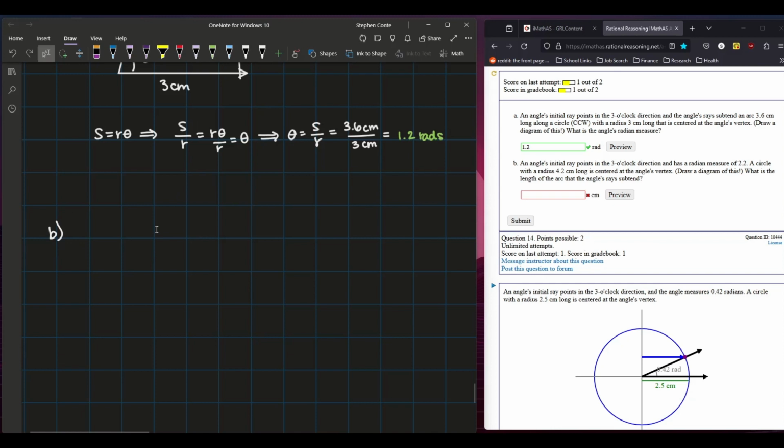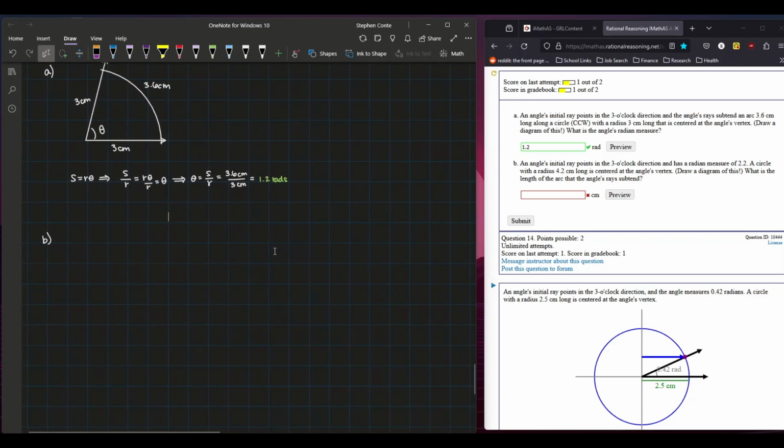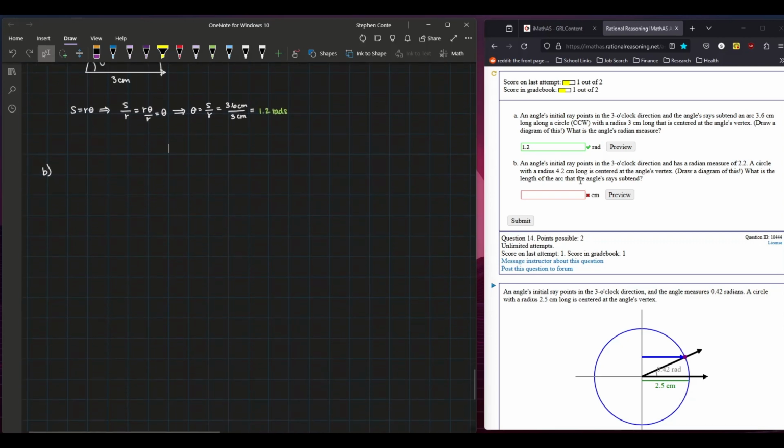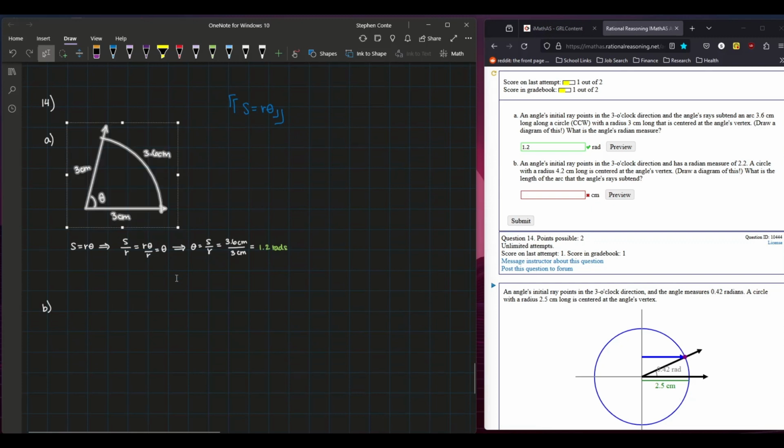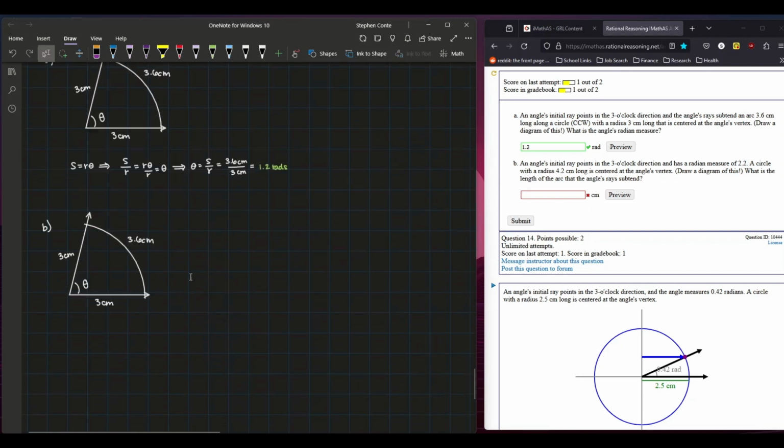An angle's initial ray points in the 3 o'clock direction, has a radian measure of 2.2, and a circle with a radius of 4.2 centimeters long is centered at the angle's vertex. What's the length of the arc that the angle's rays subtend? So here we're given a radius and we're given theta, an angle theta. So I'm just going to copy and paste the same diagram and I'm just going to replace the numbers.